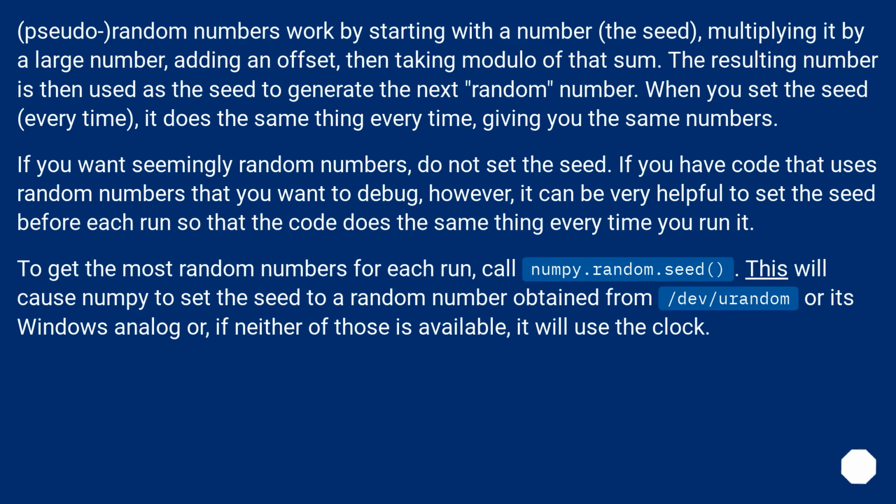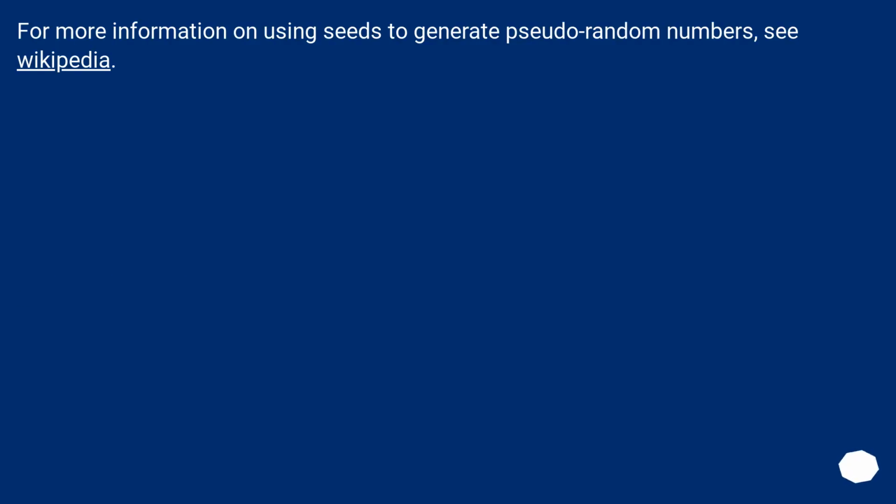If you have code that uses random numbers that you want to debug, however, it can be very helpful to set the seed before each run so that the code does the same thing every time you run it. To get the most random numbers for each run, call numpy.random.seed. This will cause numpy to set the seed to a random number obtained from /dev/urandom or its Windows analog, or, if neither of those is available, it will use the clock. For more information on using seeds to generate pseudorandom numbers, see Wikipedia.